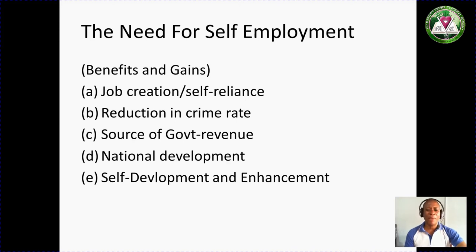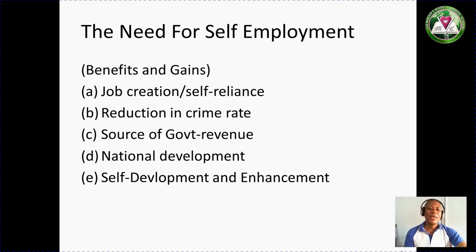Another importance of self-employment is that it helps in our national development. It helps in the all-round development of a country to make a country better than before. And that is where national development comes in. So self-employment helps in the national development of a country.